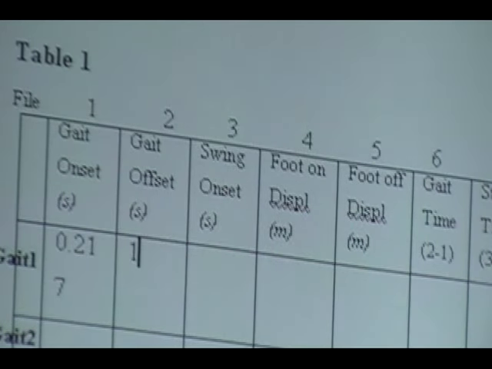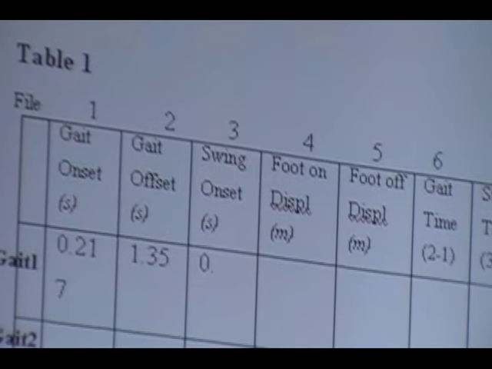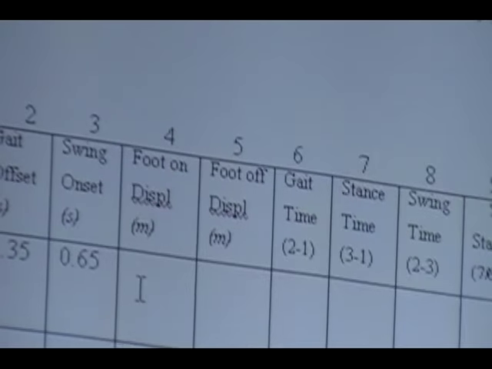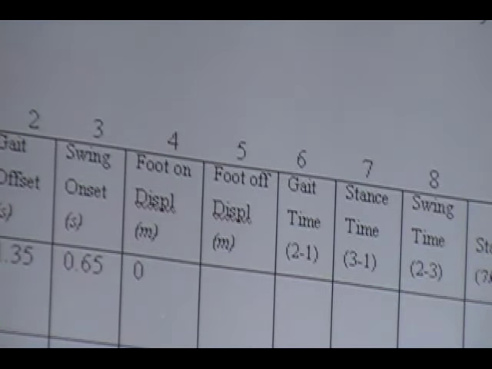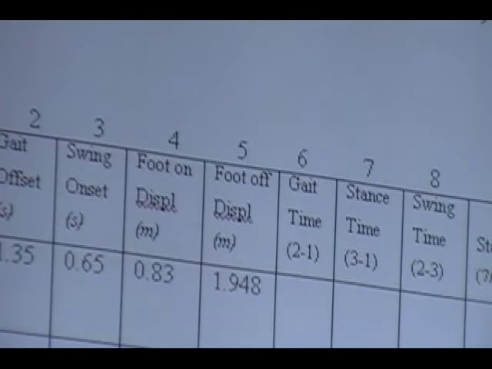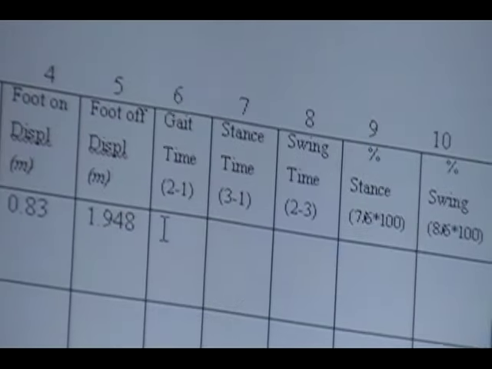Number is 1.35. This number is 0.65. Okay, and this number is 0.834. This number is 1.948. Okay, once you put this in, for column number 6, how do you figure out gait time?